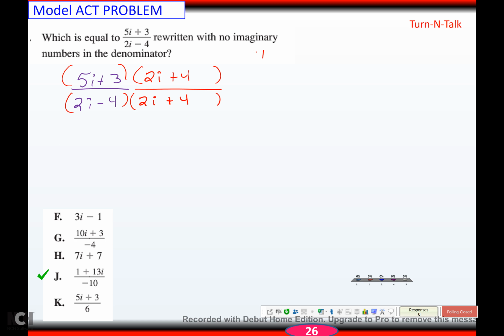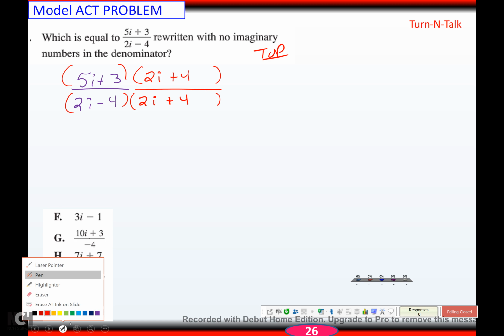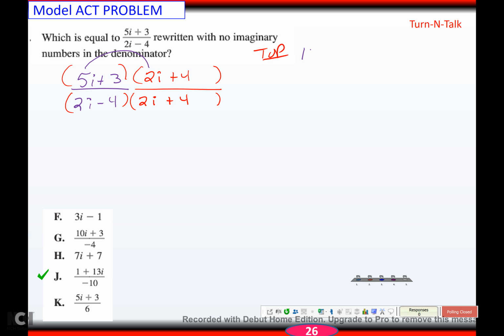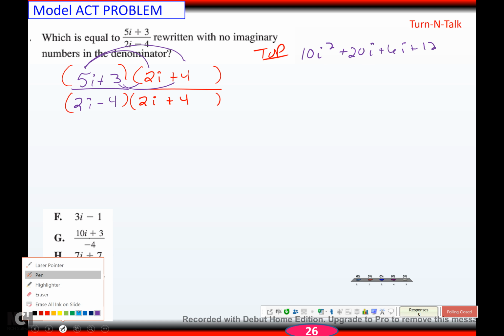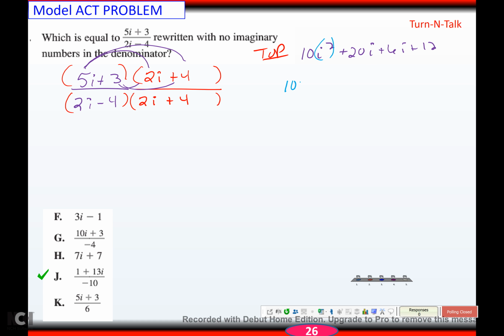Okay, so I'm going to make myself a little note here. I'm doing the top first. 5i times 2i is 10i squared. 5i times 4 is positive 20i. 3 times 2i is 6i. 3 times 4 is 12. Combine like terms and change your i squared to a real negative 1. So that's 10 times negative 1. That's positive 26i, and that's positive 12. This is negative 10, plus 12 is positive 2, plus 26i is the top.